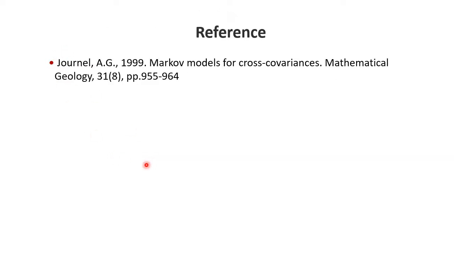So that leads us to simplified covariance models, cross-covariance modeling. And this paper by Journel in 1999 illustrates nicely two methods for doing such covariance modeling, namely the Markov models. And we'll be discussing those in a little bit of detail.